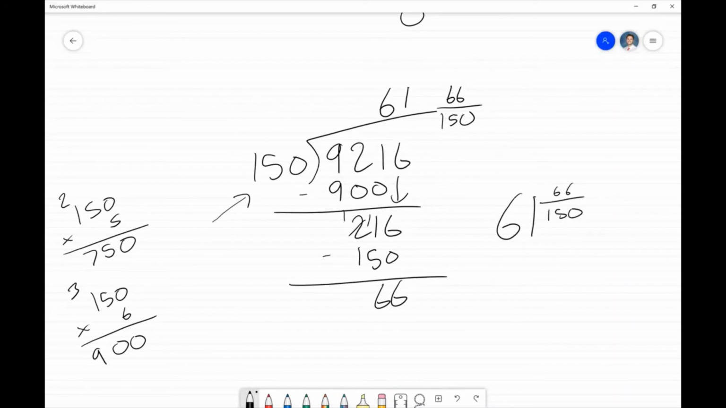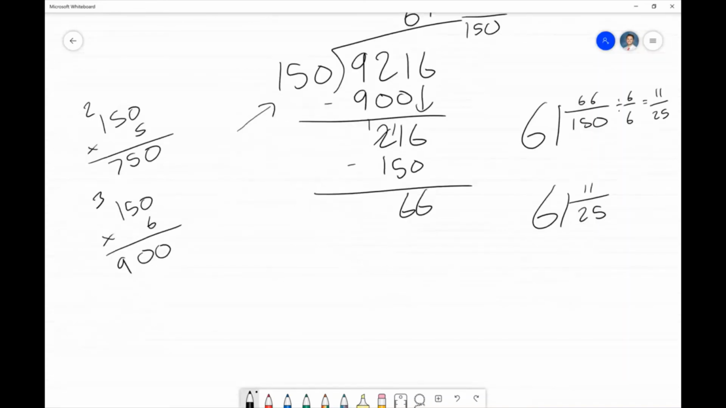And we could actually simplify this. I can tell that both of these can be divided by 6. I know that 66 divided by 6 is 11, and 150 divided by 6 equals 25. So our final answer here would be 61 and 11/25ths. So let's go ahead and practice a problem here.